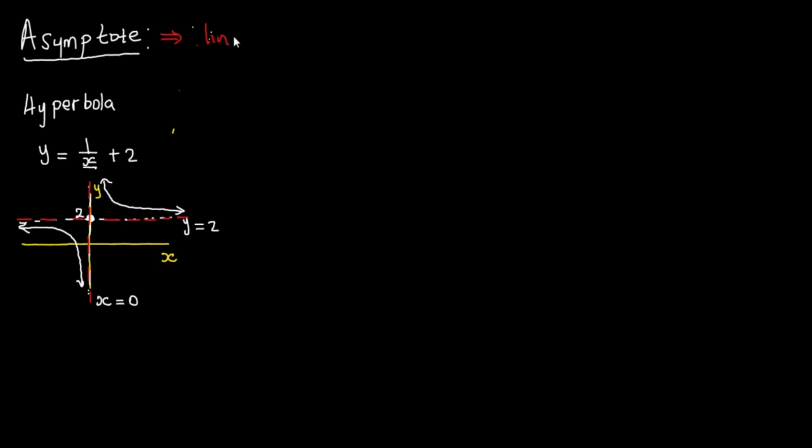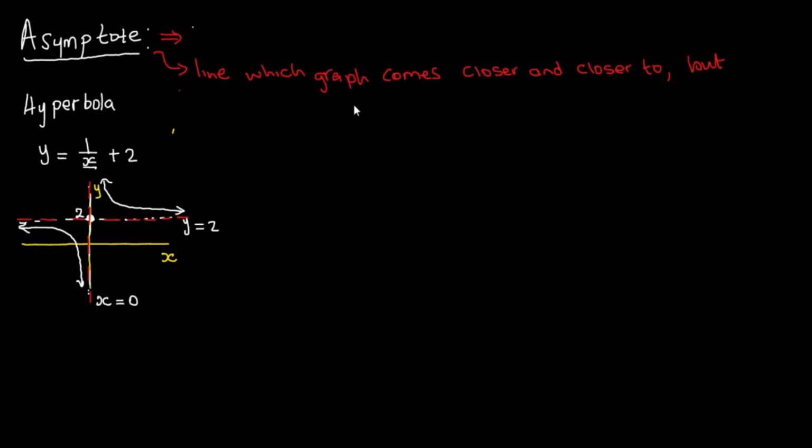Okay, let me just fix this. An asymptote is a line which the graph comes closer and closer to, but it never touches or crosses that line. I hope you understand the asymptote.